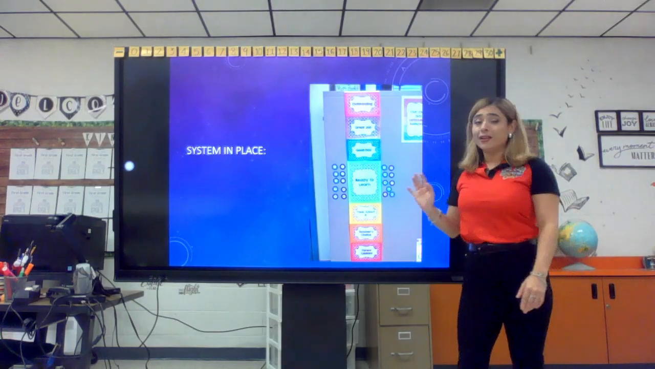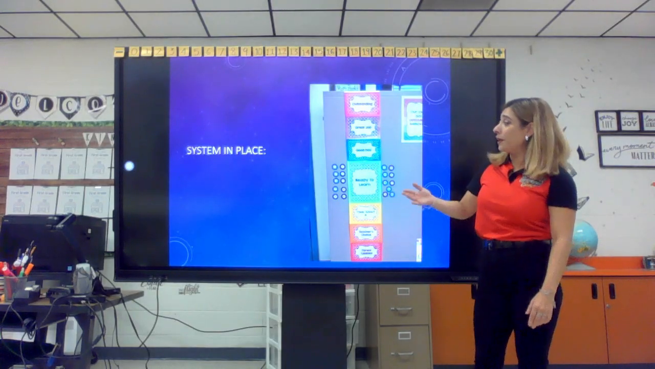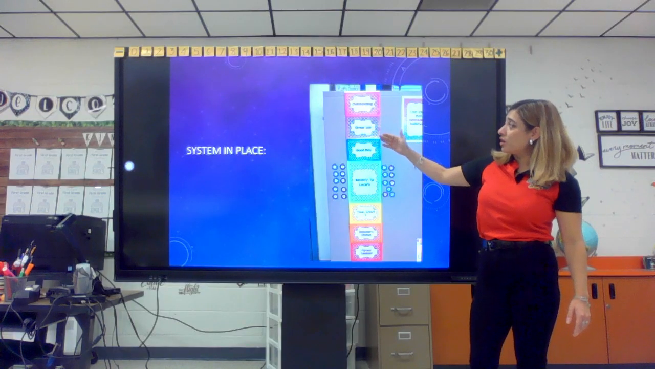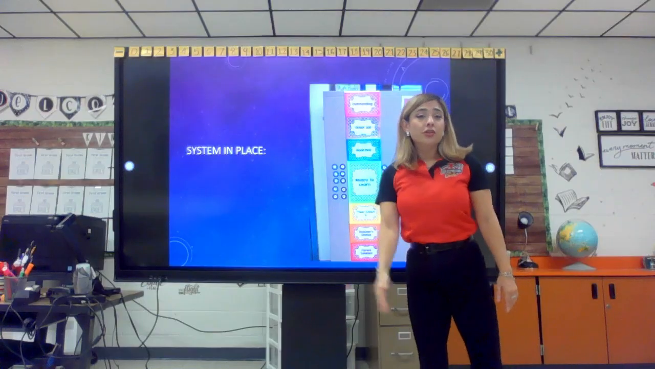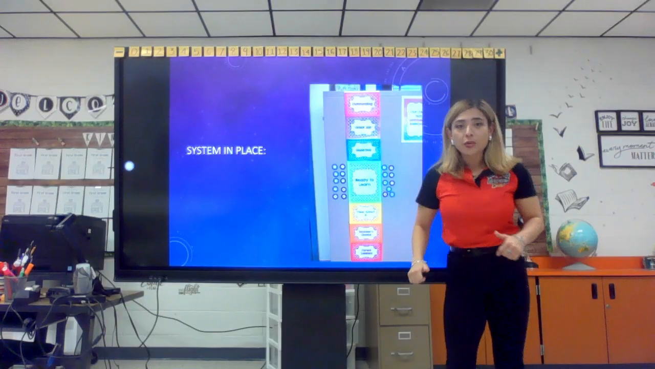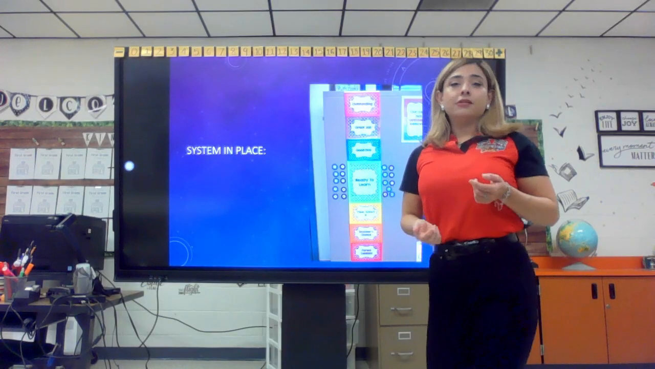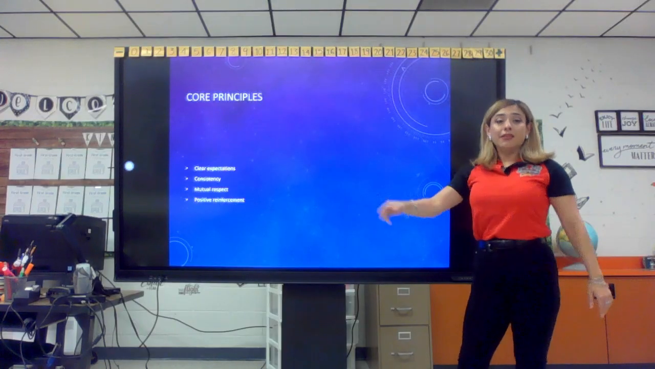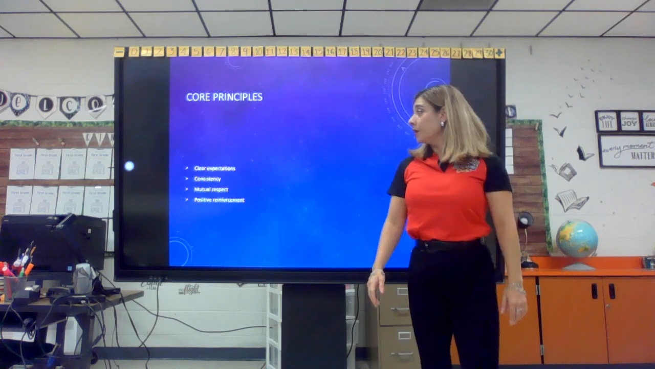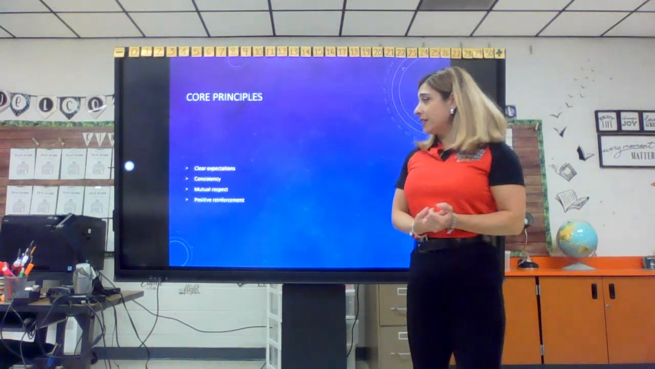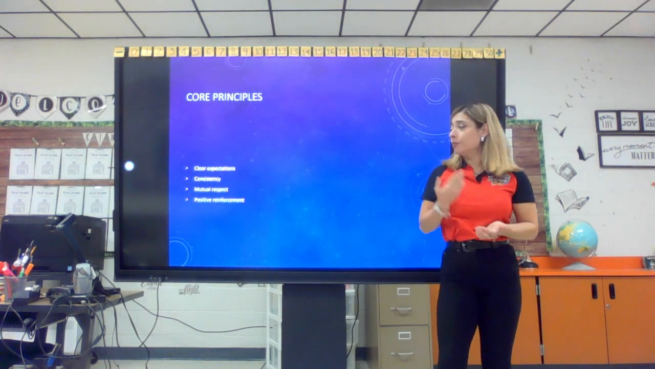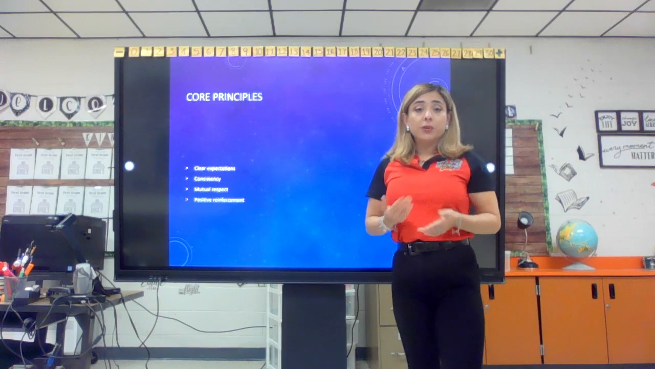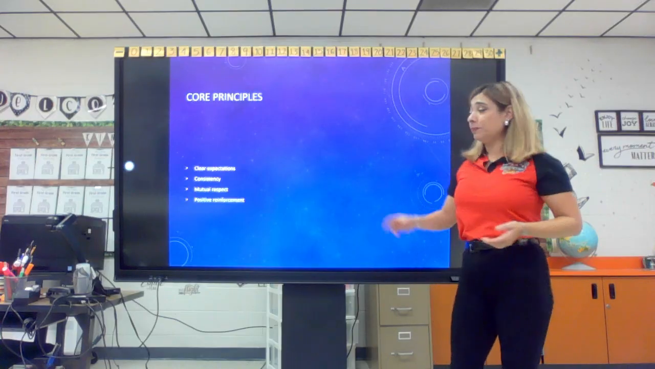But not only can they move down, they can also move up. They can have a great day, a great job, an outstanding. So they're not always going down. But if I see they're doing something really, really good, they can also move up, and that helps them get motivated. If you have clear expectations, consistency, mutual respect, and positive reinforcement, the students respond better to your classroom management system.